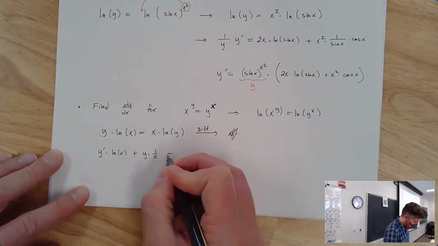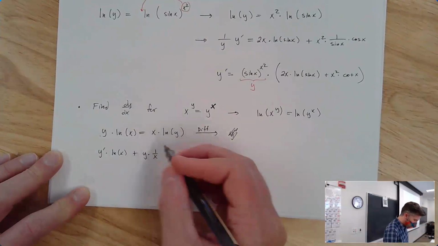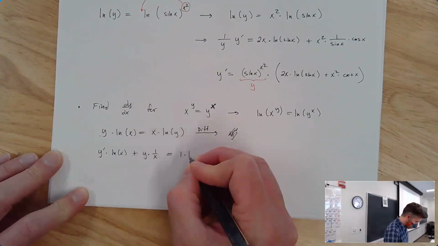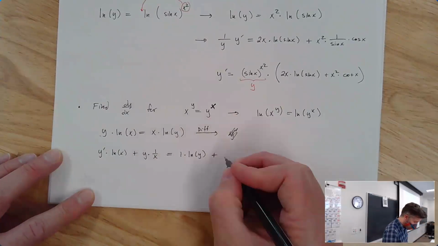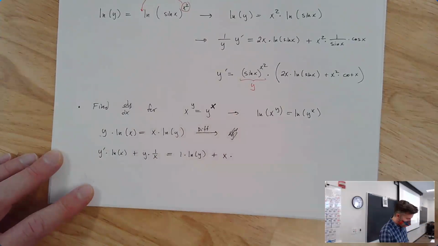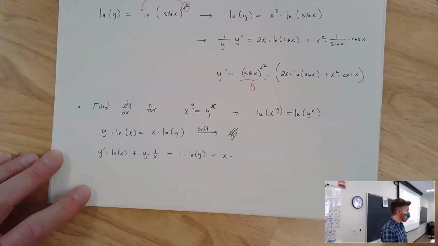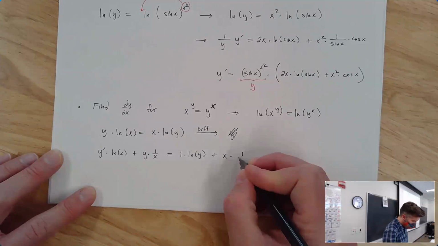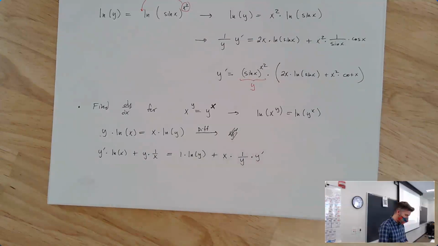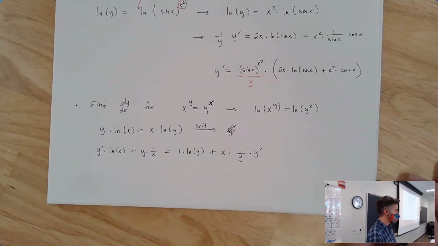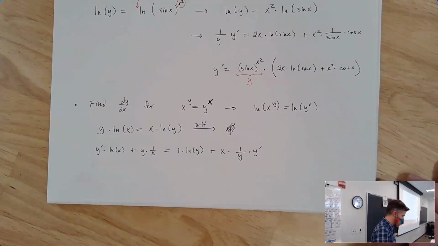On the other side, derivative of x is 1 times leave the natural log of y alone, plus vice versa. Leave the x alone, multiply by the derivative of the natural log of some stuff, which is 1 over the stuff times the derivative of the stuff. And now we're back in our usual solving for y prime situation with implicit differentiation, where you have to group all the y primes together and solve.